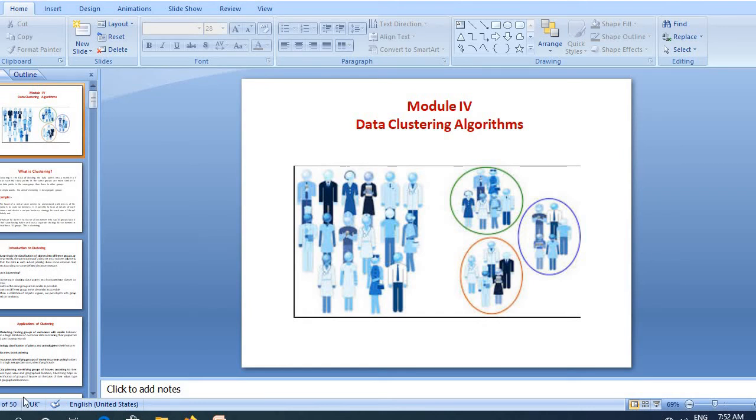Good morning, students. Now we are going to start module 4, and the first topic in module 4 is data clustering. So we'll be looking at mainly algorithms for data clustering. So before that, let us see what clustering is.